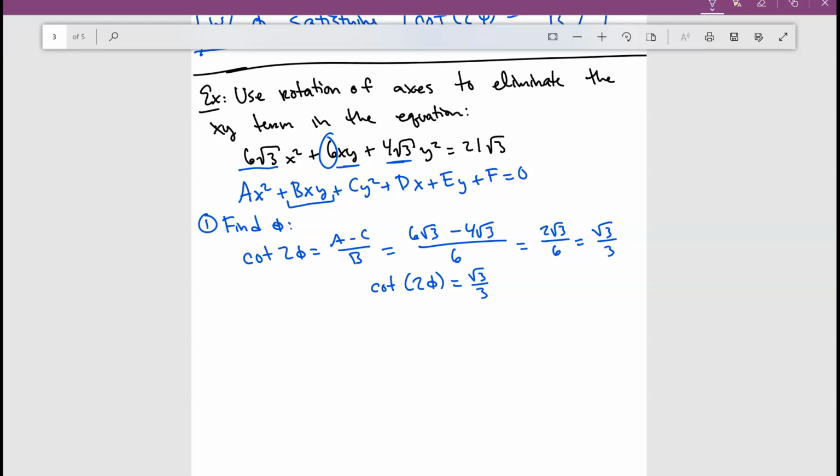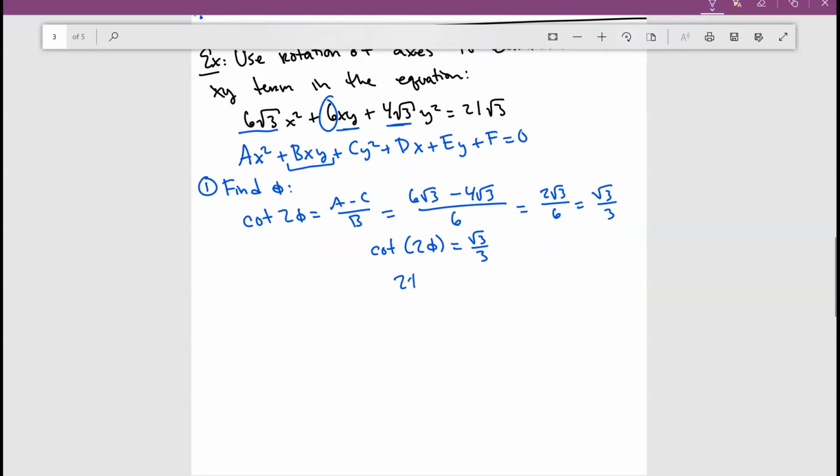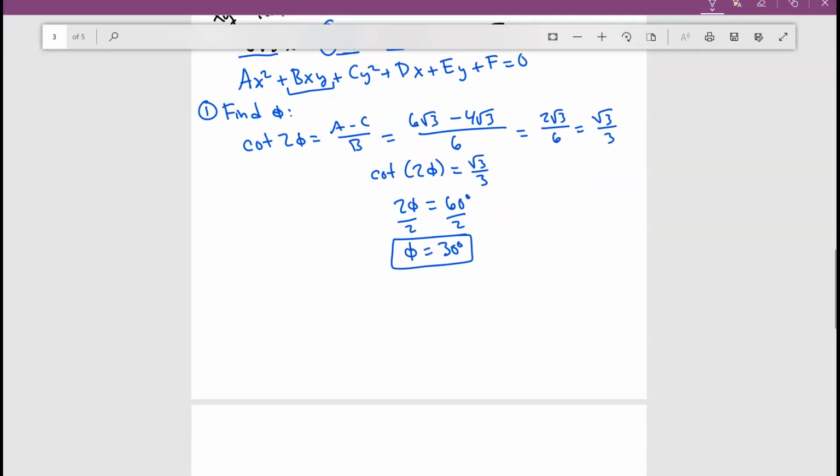So I have to think about where exactly the cotangent of 2 phi gives me square root of 3 over 3. So 2 phi is going to be equal to 60 degrees. And now all I have to do is divide by 2. So phi is going to be equal to 30 degrees. That's going to be my rotation of axes, or my angle of rotation, as we call it. So we finally figured out phi.